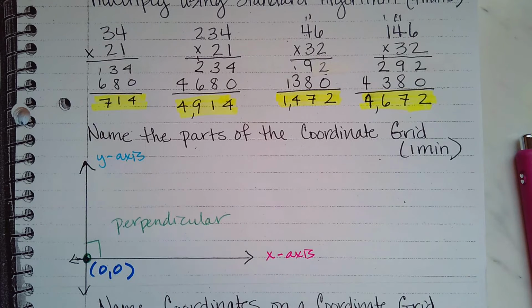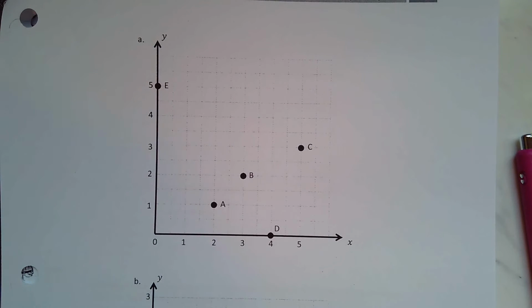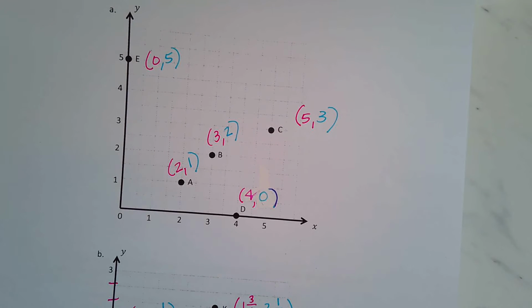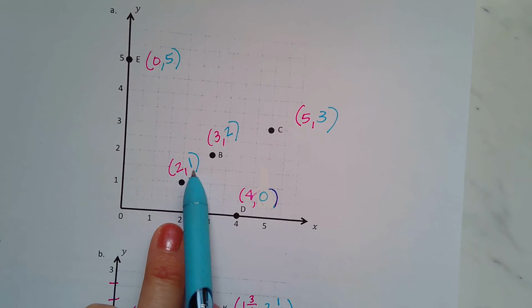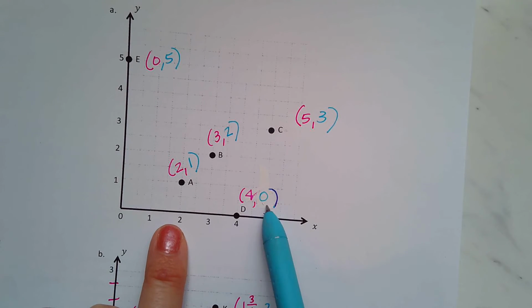All right, now turn to the back page of your problem set, and you are going to go ahead and name these points with coordinate pairs. Go ahead and start and come back and check your work. All right, let's check your x and y coordinates, your ordered pairs. So A, 2, 1, B, 3, 2, C, 5, 3, D, 4, 0, E, 0, 5.